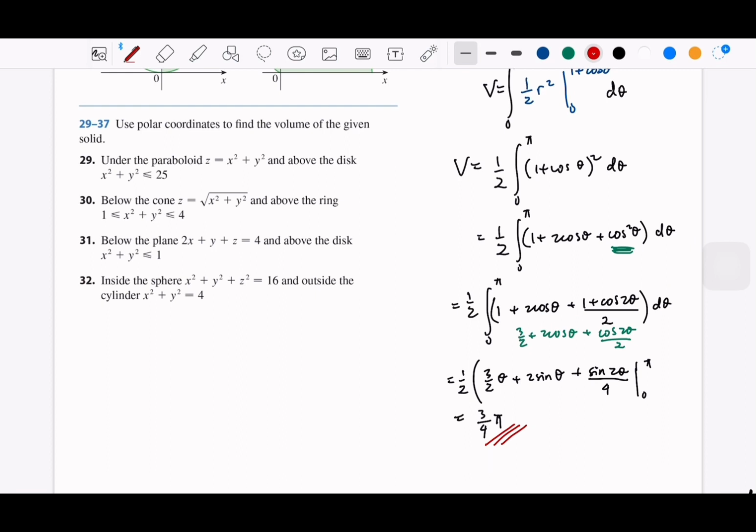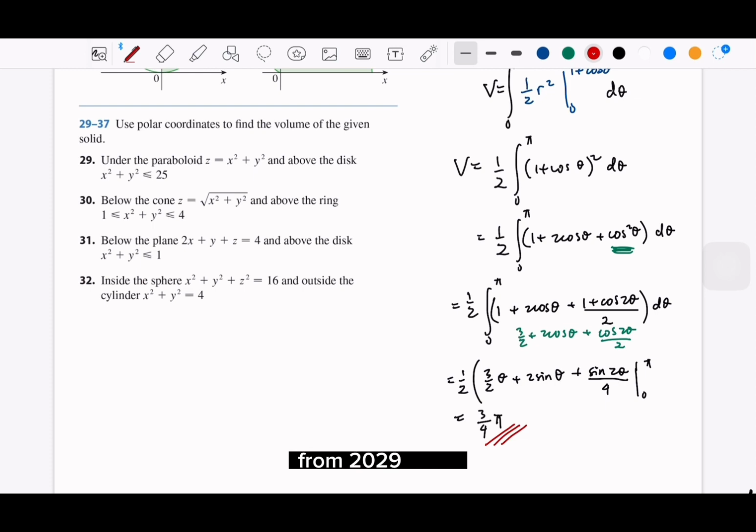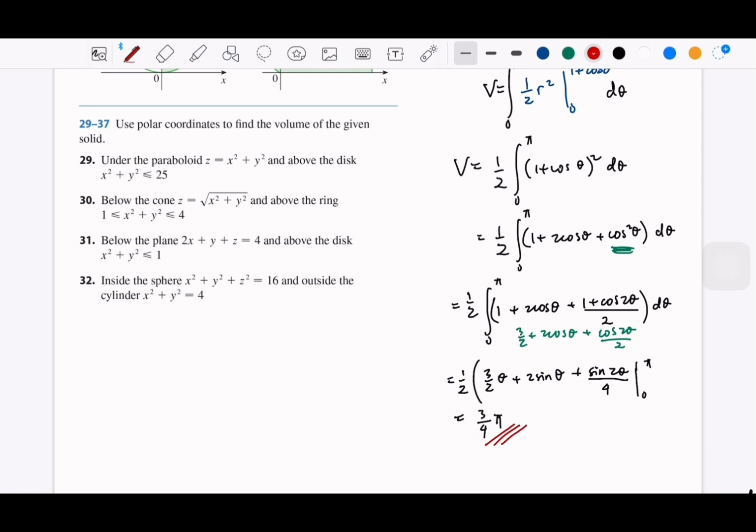Okay, for the next question, we are going to see from these 4 numbers, 29 to 32, which one you would like to solve. We have a cone, a paraboloid, a plane, and a sphere. So for the computation, for the integration, is there anything that's complicated? Still confusing? No?